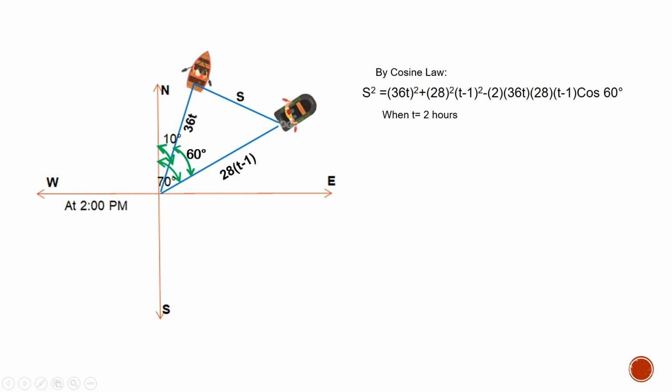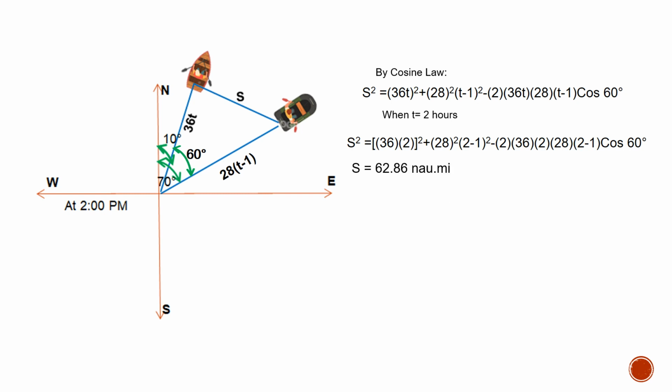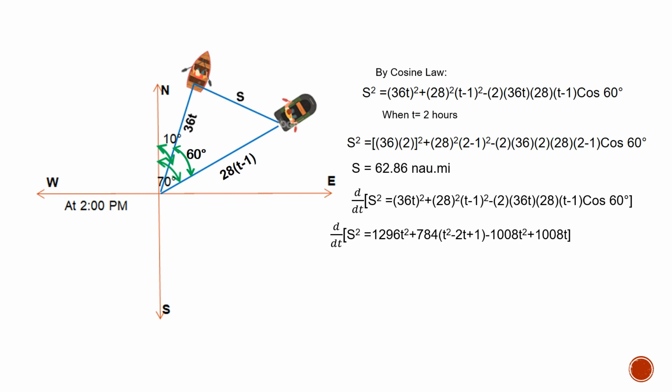And then of course, as usual, we are going to utilize the conditions in the problem. So from 12 o'clock, the time elapsed up to 2 p.m. is actually 2 hours. So that 2 hours will be substituted on the original equation, so we'll come up with S is equal to 62.86 nautical miles. So we will be needing that if we're going to derive the original equation with respect to time. So of course, before we do that, it is desirable here to simplify first your equation.